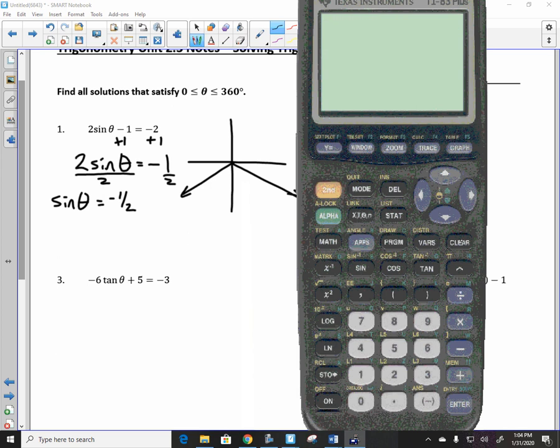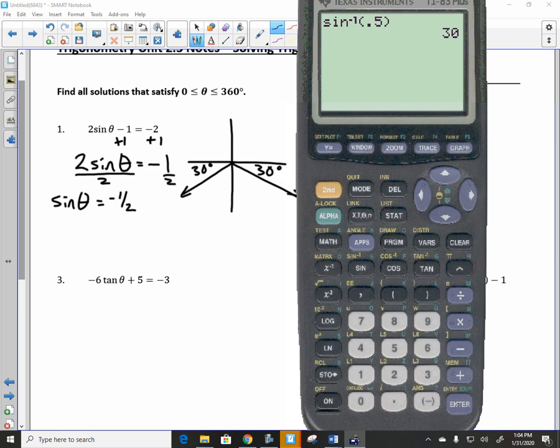When you go second sine, don't type in negative 1/2. You've used up the negative by determining it's in the third and fourth quadrant. Just do sine inverse of 0.5. What do you get? 30. So this angle here is 30. This angle here is 30.